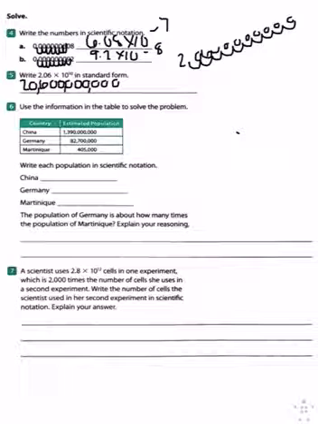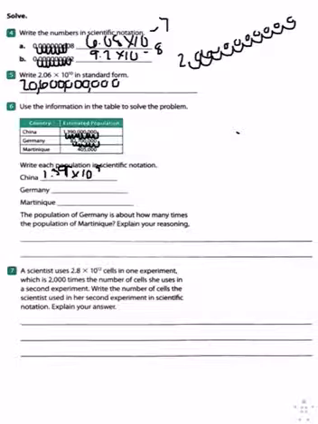Use the information in the table to solve the problem. Write each population in scientific notation. For China, I'm going to move the decimal 1, 2, 3, 4, 5, 6, 7, 8, 9 times. 1.39 times 10 to the 9th power. For Germany, I'm going to move the decimal 1, 2, 3, 4, 5, 6, 7 times. I get 8.27 times 10 to the 7th power. And for Martinique, you're going to move it 1, 2, 3, 4, 5 times. 4.05 times 10 to the 5th.